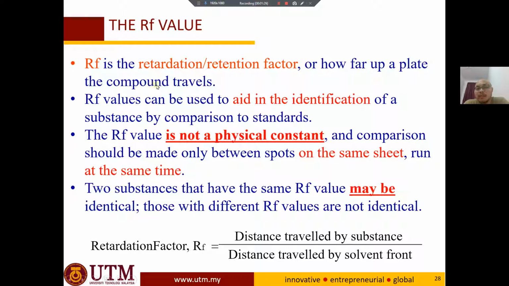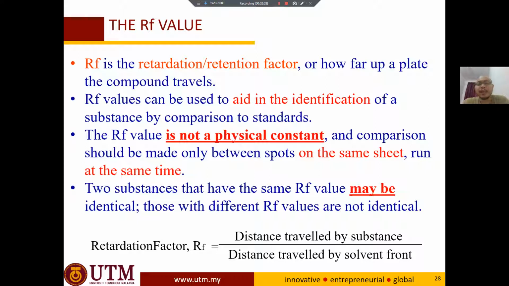the compounds travel. RF values can be used to aid in the identification. Okay, why do I say it? Not really confirm. So it just can help you, but not really confirm. That's why in the JKM, Jabatan Kimia Malaysia, for example, they want to analyze drugs. They will analyze using TLC because TLC is the cheapest one, and then they need to confirm with analytical instrumentation.